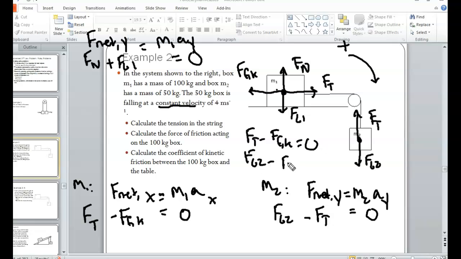Fg2 minus Ft equals 0. Notice I haven't even looked at what the question is asking. I'm just following the same basic process for any second law problem that I would be doing. Okay, so now that I wrote down the sum of the forces, now I can actually look at the questions.